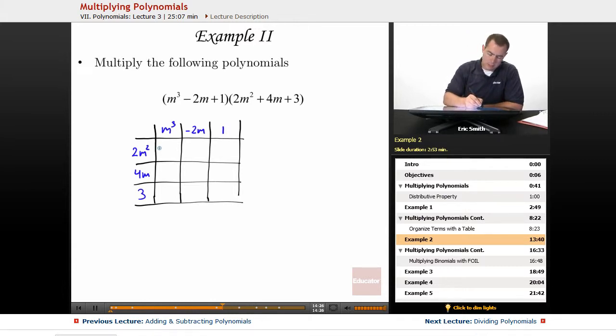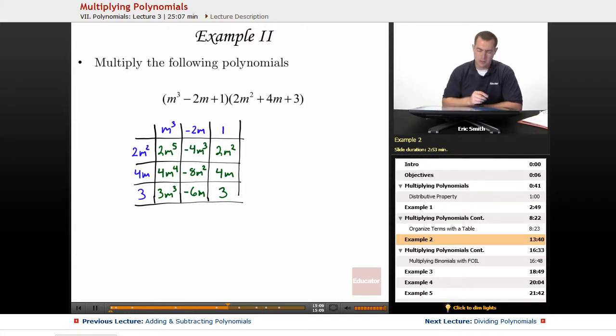2m squared and m cubed, 2m to the 5th. 2 times a negative 2 is a negative 4m cubed. 1 times 2m squared, 2m squared. All right, on to the next row. 4m to the 4th. 4 times negative 2 is a negative 8m squared. And let's see what we got. 4m times 1, 4m. All right, last row. 3 times an m cubed, 3m cubed. 3 times a negative 2 is a negative 6m. And 3 times 1, 3.